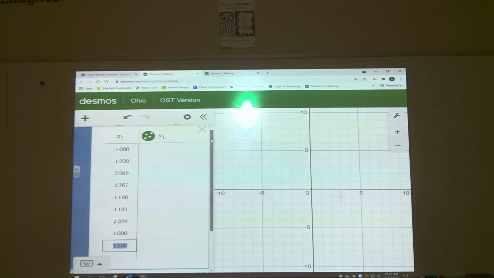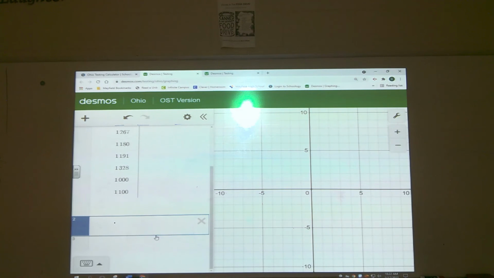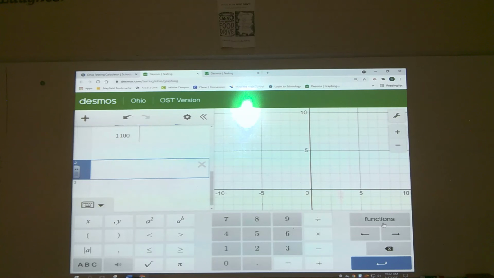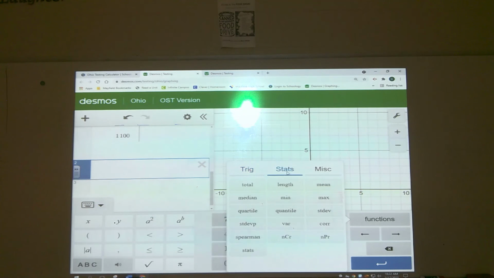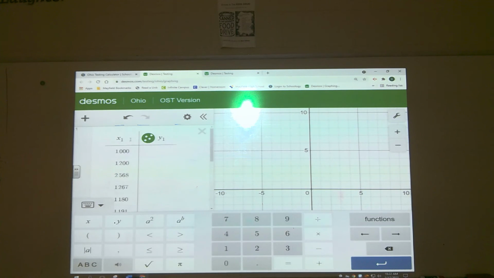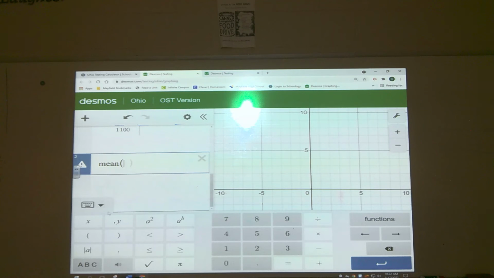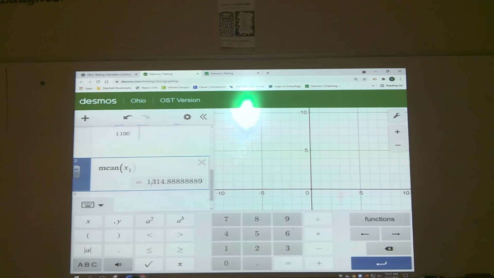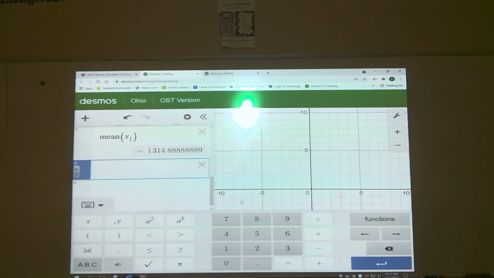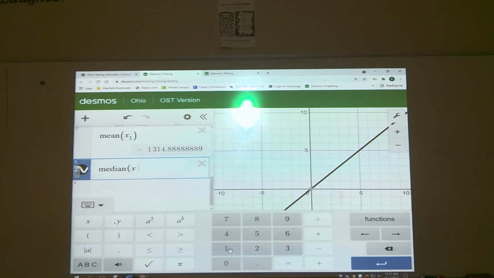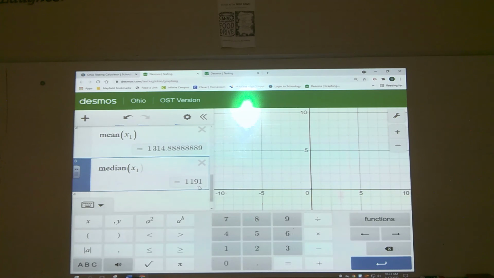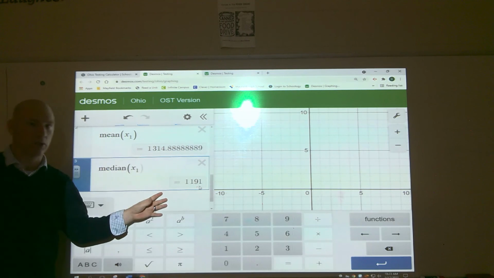And now we can scroll right down here, click on the new box, go under your functions, and we can find under stats, you can find the mean and the median. So you go mean, and remember, this column was called X1, so your mean is X1. Our mean is 1,314 point, and we'll round that to 0.9, okay? The median of X1, 1,191. So right there we have our mean and our medians. Pretty easy to do by Desmos.